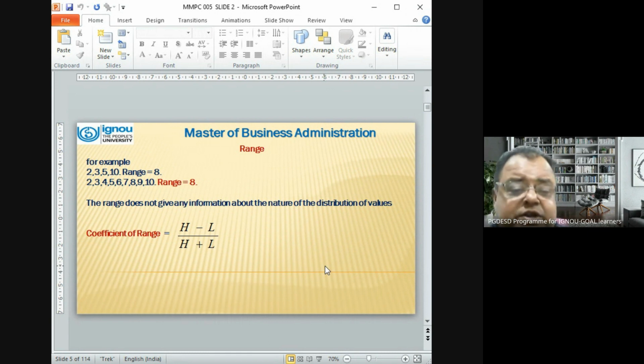What is coefficient of range? H minus L upon H plus L. H means highest value minus the lowest value upon the summation of highest and lowest.